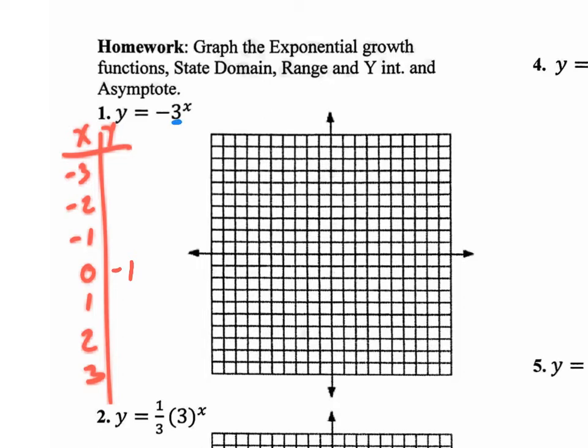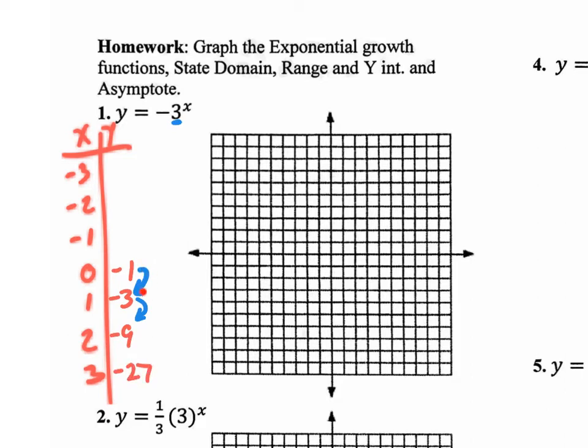So to get from -1 to the next output, all you have to do is take that -1 and multiply it by 3. So what's the next output going to be? Multiplying by 3, it'll be -3. And what's the next one going to be if you multiply by 3? It's going to be -9. And then the next one, -27, which is already off the graph. You don't need to do that.